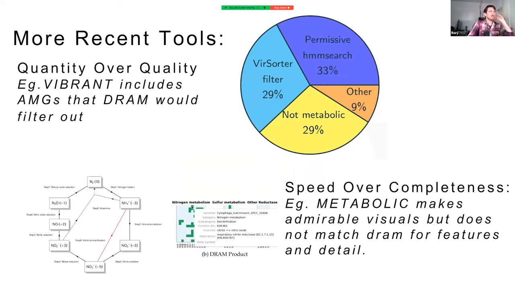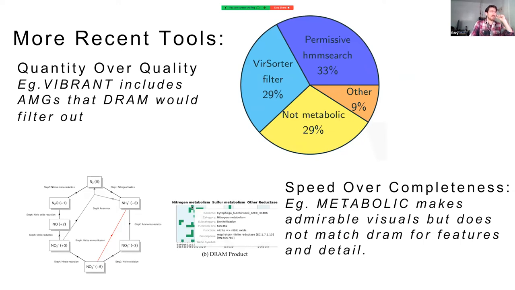VIBRANT, for example, is competing with the viral branch of DRAM, and it labels more AMGs. But our argument is very much that perhaps they're going quantity over quality there. When we compare our results, DRAM removes a lot of VIBRANT's AMGs because of a filter, about a third, that is based off another tool called VirSorter, a great tool that helps us identify legitimate HMMs. We feel that VIBRANT's HMM search is a little bit too permissive. That's the tool that's doing some of the annotation searches. And then DRAM has its own filters where we can label things as non-metabolic viral genes. So these are not AMGs because they're not metabolic, and only a very small part left to other.